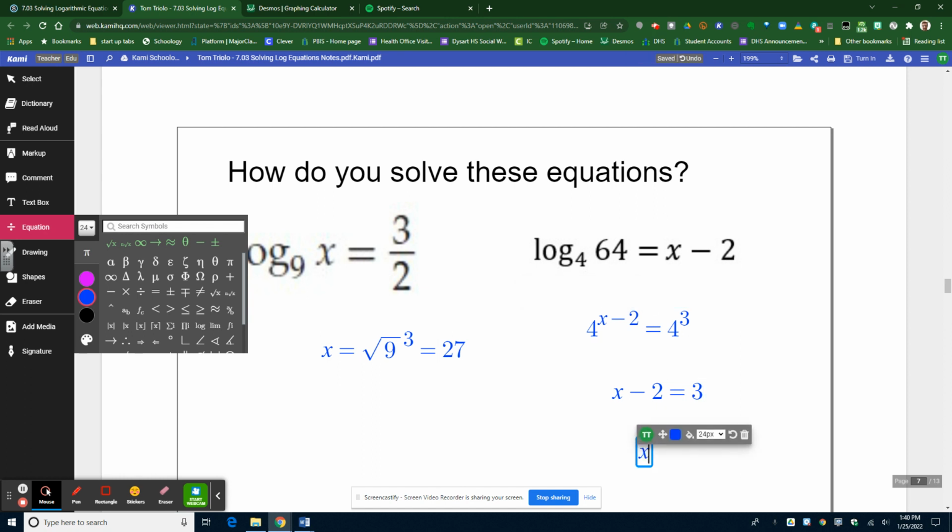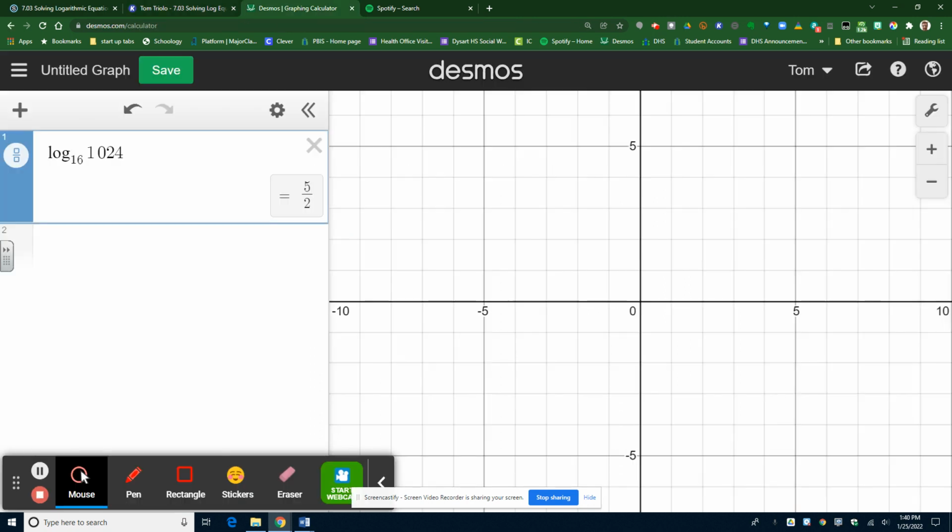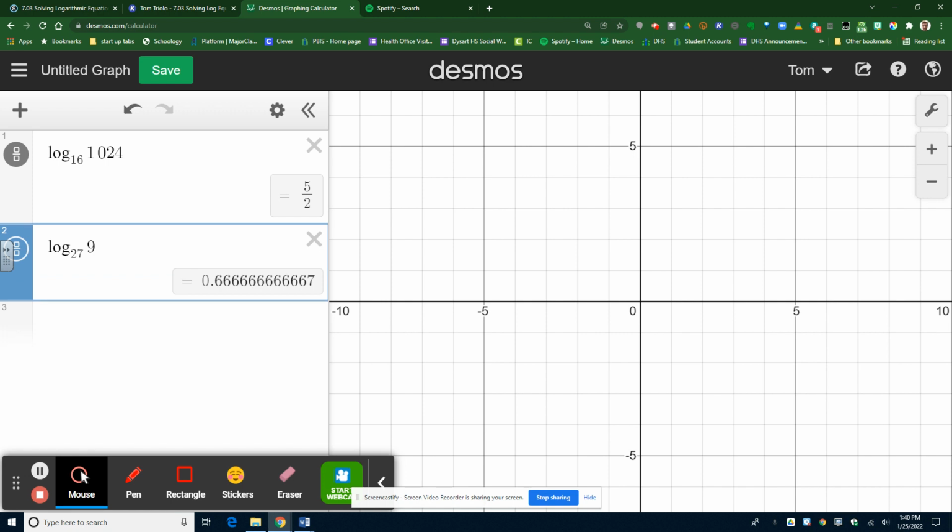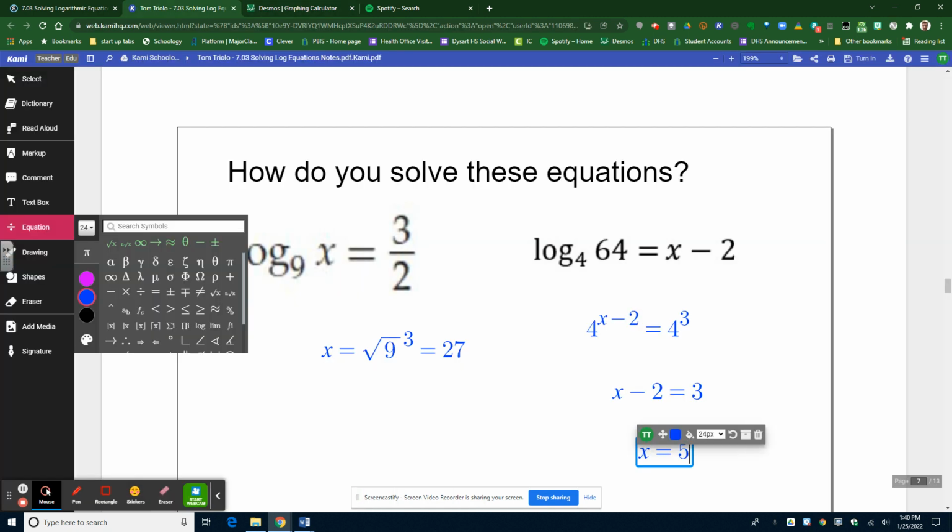I would take a moment and check these. So I would do log 27 base 9 in Desmos. So log base 27 of 9. Oh, flip it. So log 9 of 27. Yep, 1.5. That's 3 halves. Okay. And then this one you could probably do in your head. 5 minus 2 is 3. 4 to what power? 64. And that's 3. Okay. All right.